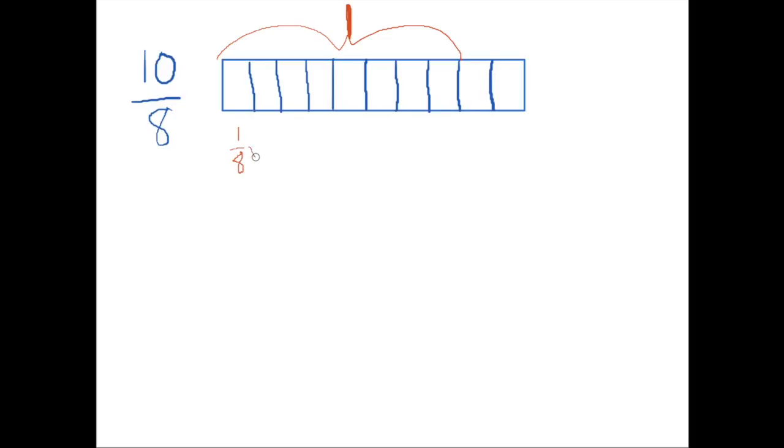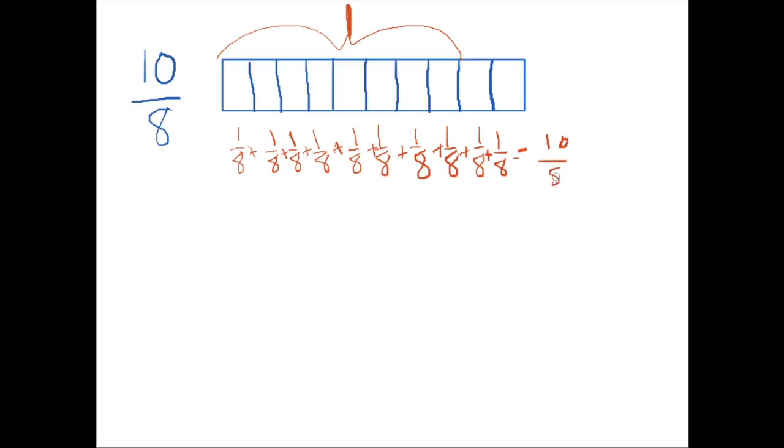So to write this as a sum of unit fractions, 1/8 plus 1/8 plus 1/8 plus 1/8 plus 1/8 plus 1/8 plus 1/8 plus 1/8 plus 1/8. Let's see, I just want to double check. 1, 2, 3, 4, 5. I have a total of 10/8.